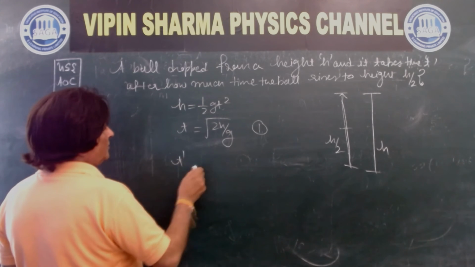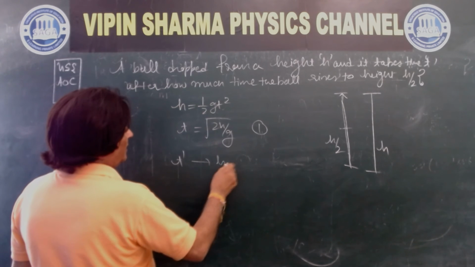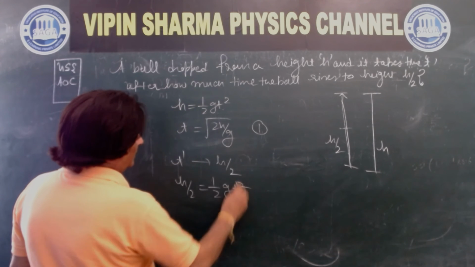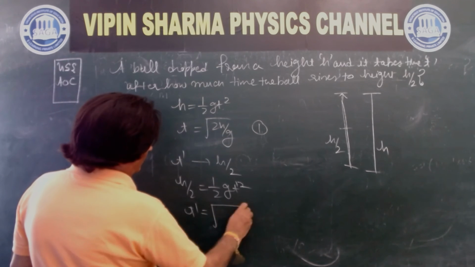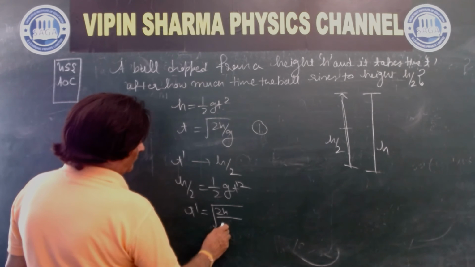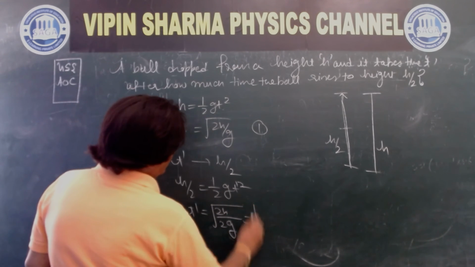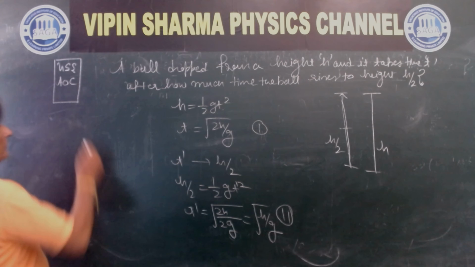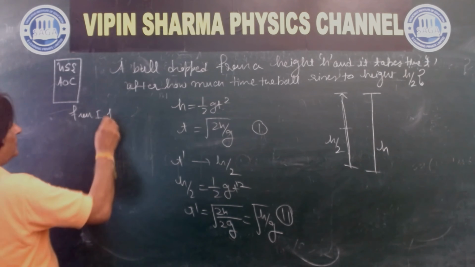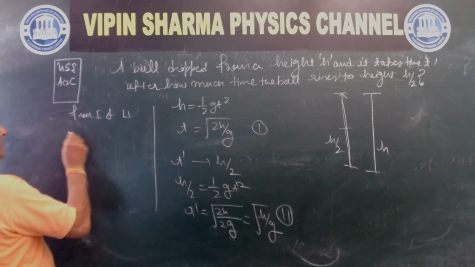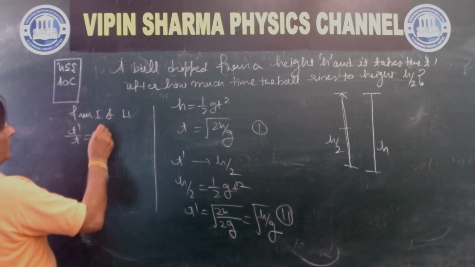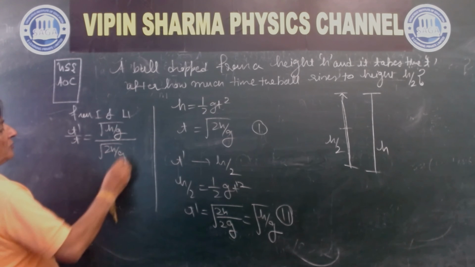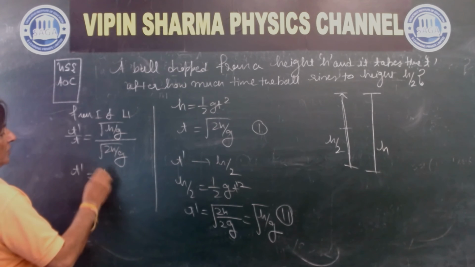The t dash is the time taken by the ball to reach the height h upon 2. So h upon 2 is equal to half g t dash square. So t dash is equal to root of 2h upon 2g, that is equal to root h upon g. Marking this number 2. From first and second, t dash upon t is equal to what? Root h upon g upon root 2h upon g. So t dash is equal to t upon root 2.